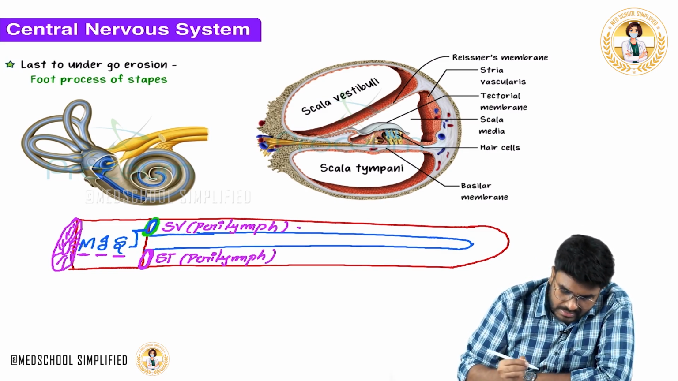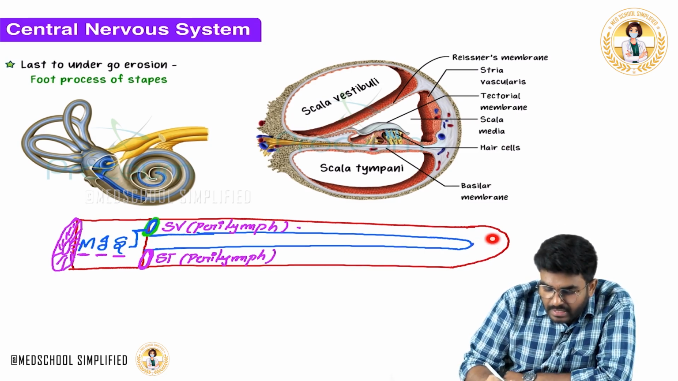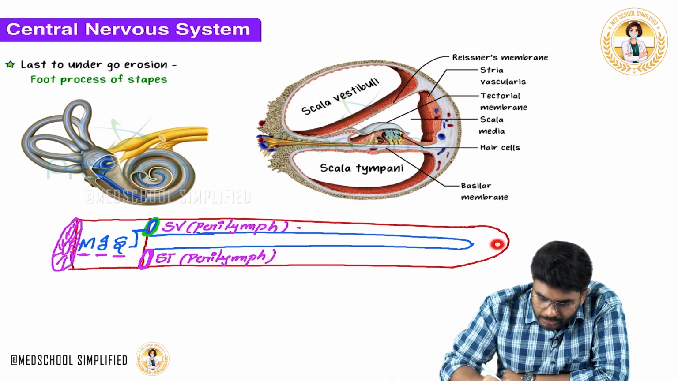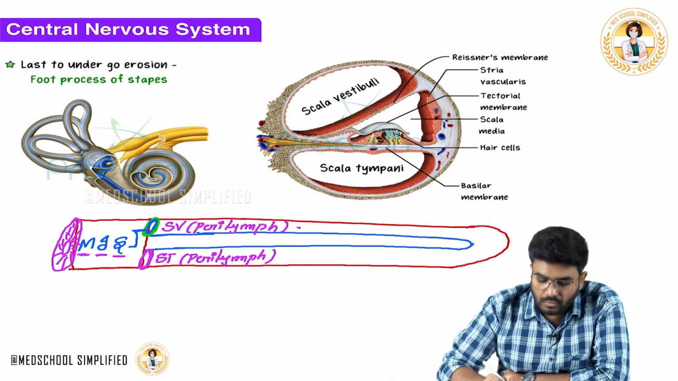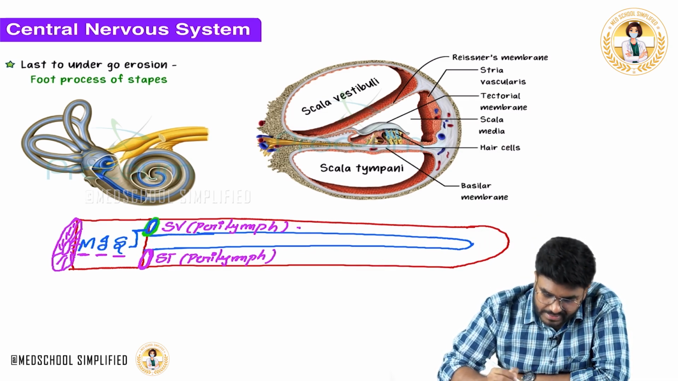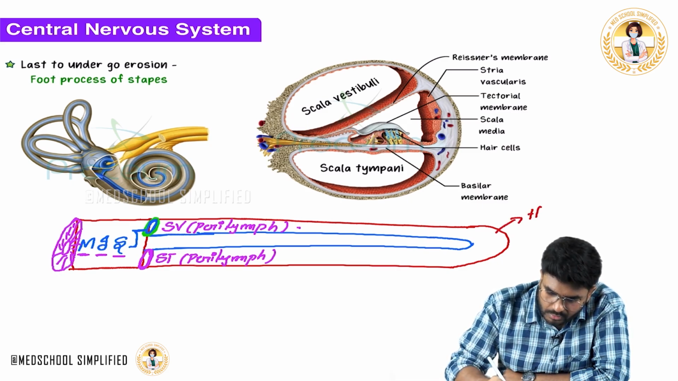So please answer my question. Sir, the scala vestibuli is communicating with the scala tympani. So that's why the same fluid is present. What is this communication called? There is a window through which the perilymph flows and both the scala vestibuli and scala tympani are communicating. This area is called the helicotrema.